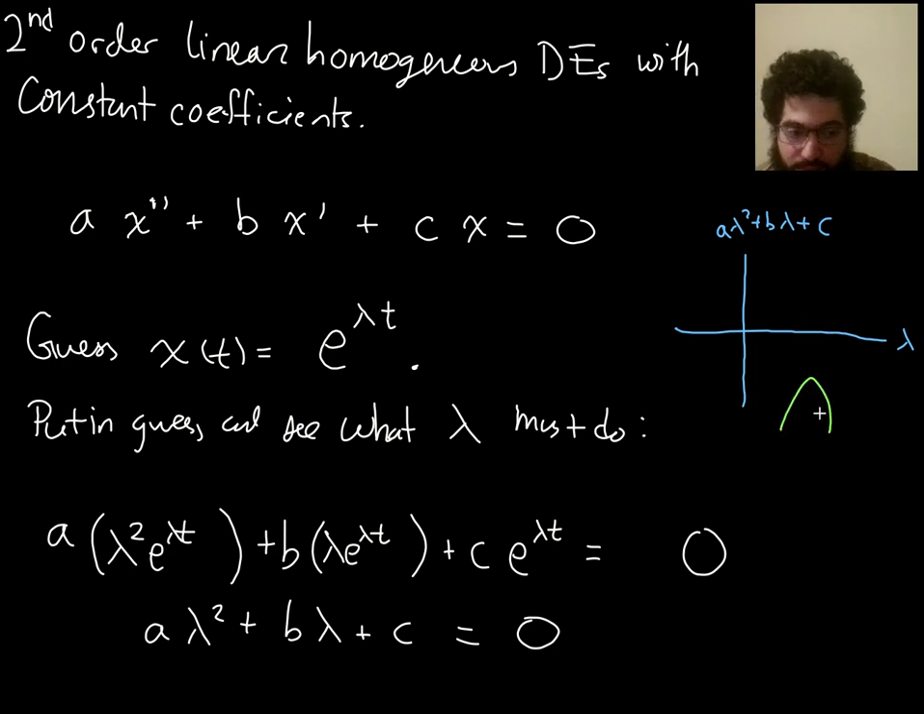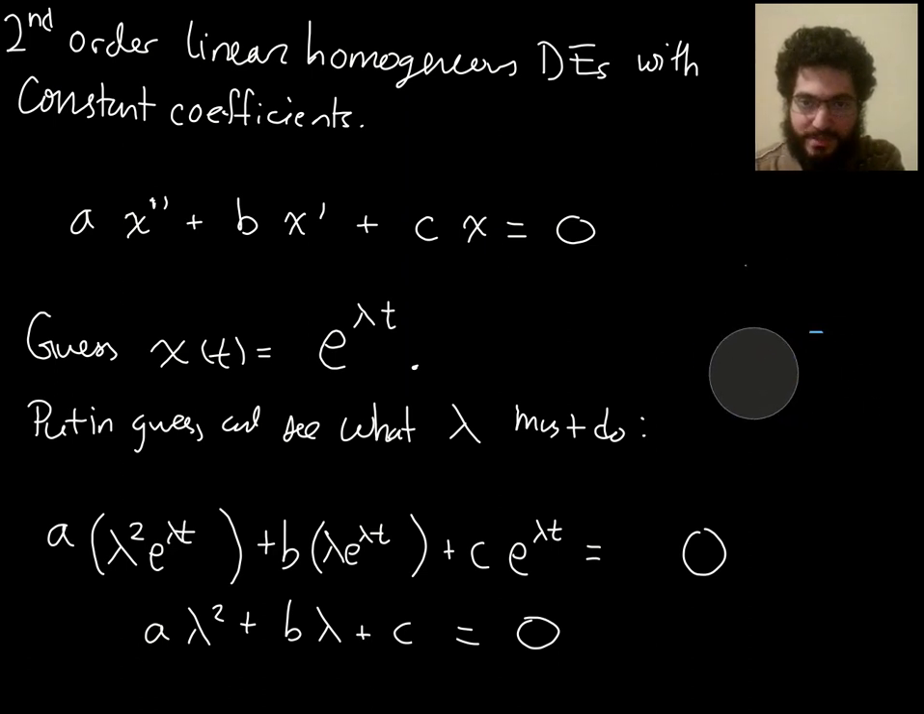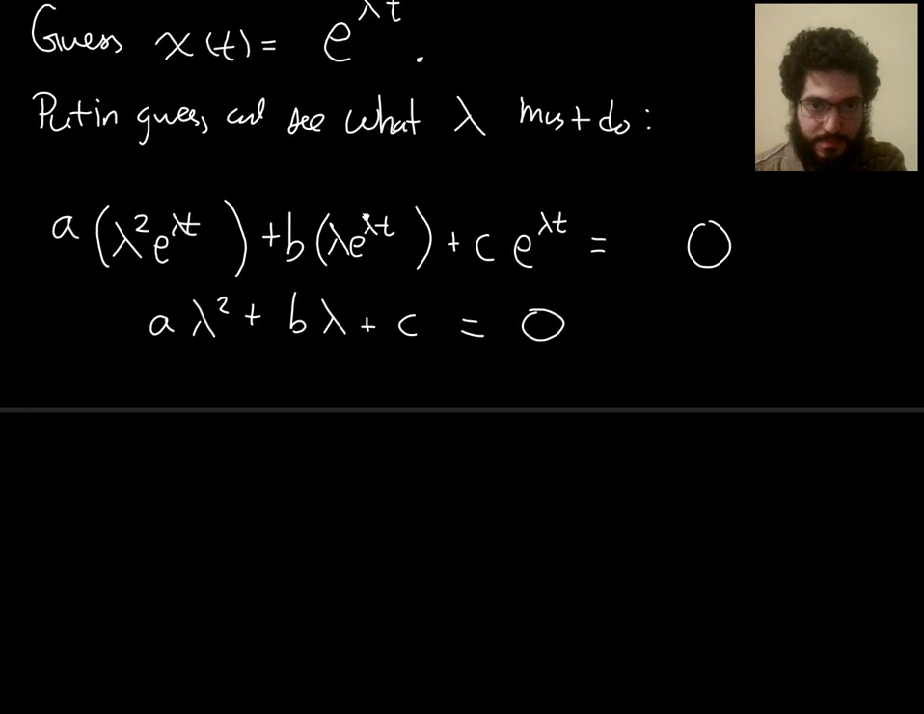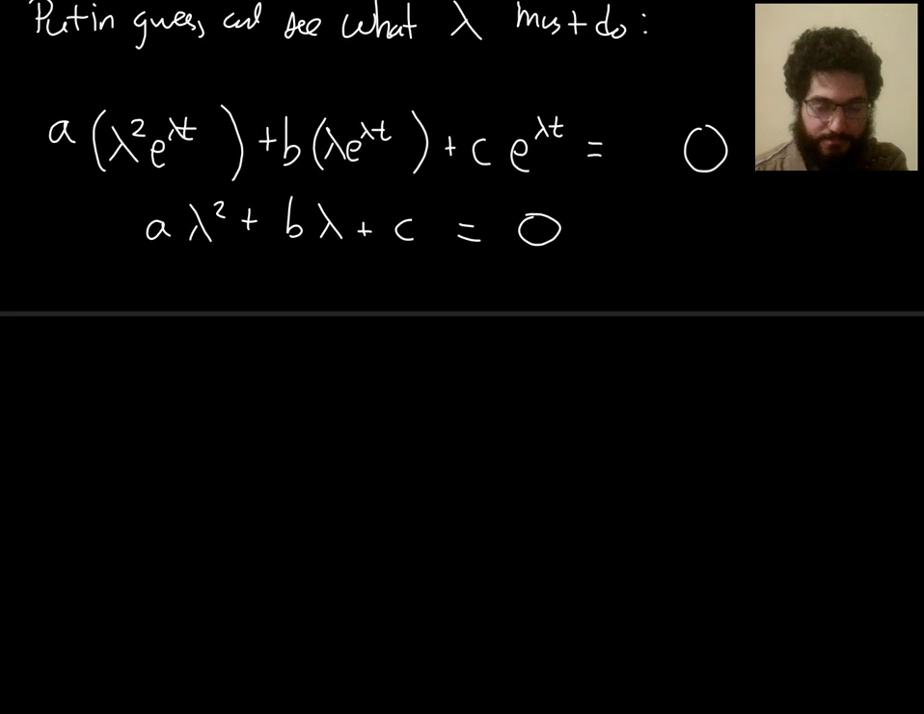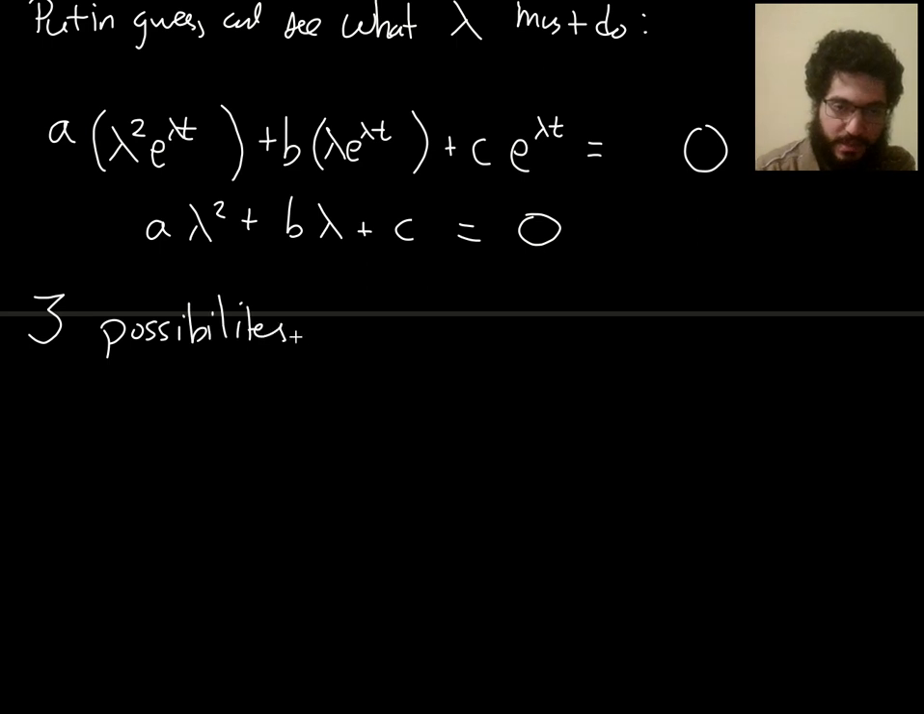Or you could have a situation like this, or maybe like this, where there are no roots, so there's no values of lambda that make it 0. Or you could have a situation like this, where it just barely touches, and there's just the 1 root. There's 1 value of lambda, or people call it repeated roots. So this ends up being a square. All right, so those are 3 different situations. Three possibilities from here, depending on a, b, and c.